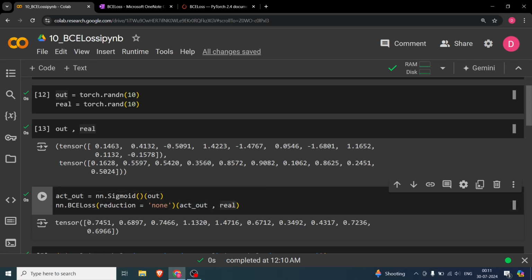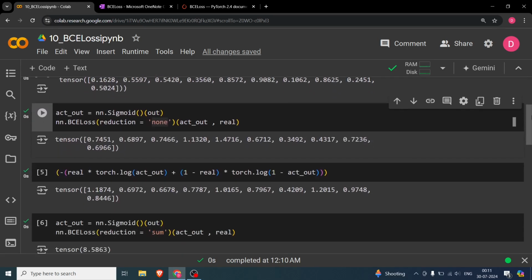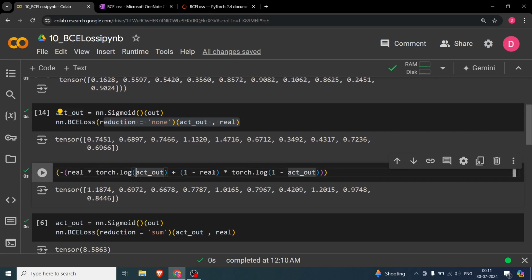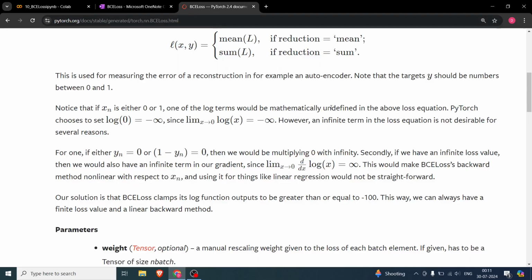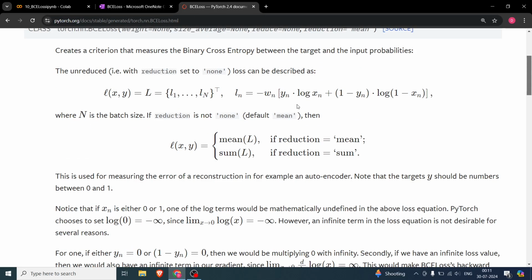So you have done that already here. You have found this particular vector after doing this BCE loss with reduction equal to none, and the reason you have got a vector is because you have set reduction equal to none. Now how to verify it? You already have a vector, this activated out and real. Can't we just apply the formula? I have applied the formula. The formula said, if you go over here, y into log of x.